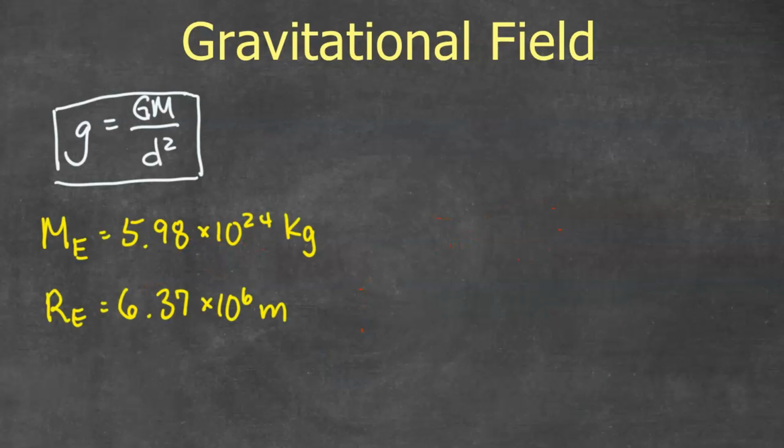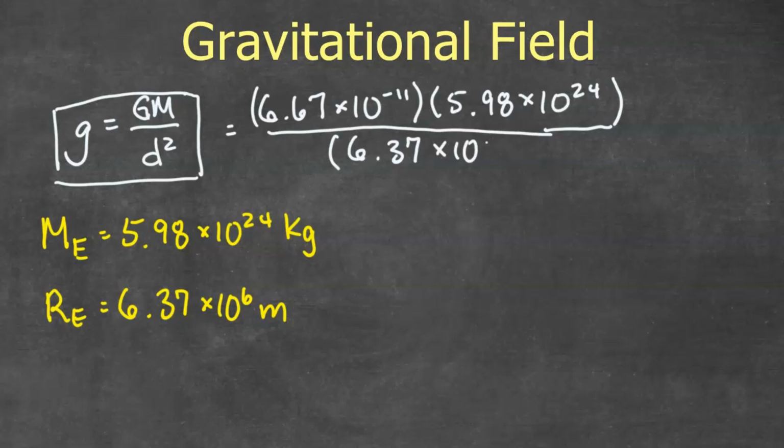Using the equation that we just derived, we can substitute Earth's mass, which is 5.98 times 10 to the 24th kilogram, and Earth's radius, which is 6.37 times 10 to the 6 meters, into our equation and calculate the gravitational field strength on the surface of the Earth. And when we calculate this, we get 9.8 newtons per kilogram.